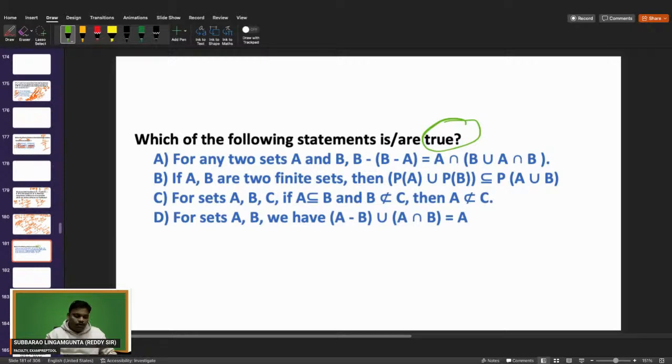One more thing I want to say to you: it is an MSQ. Remember, it is an MSQ. Check one time.